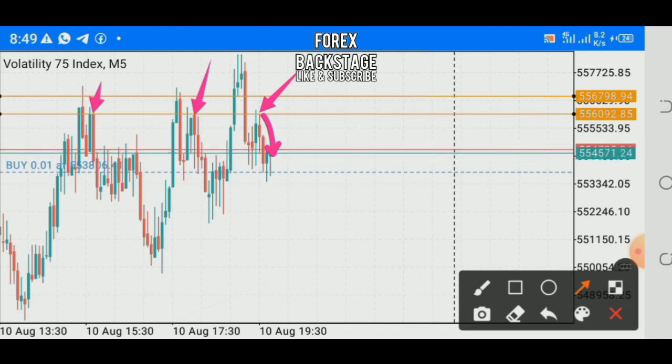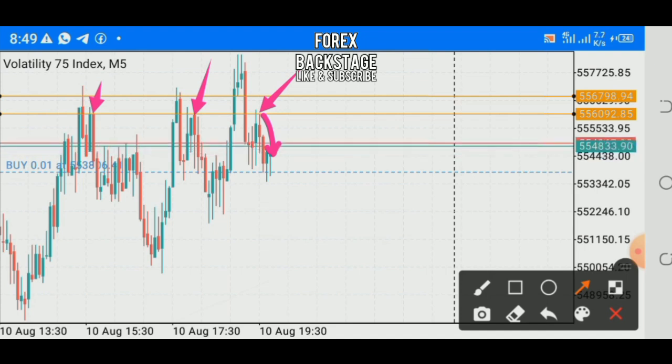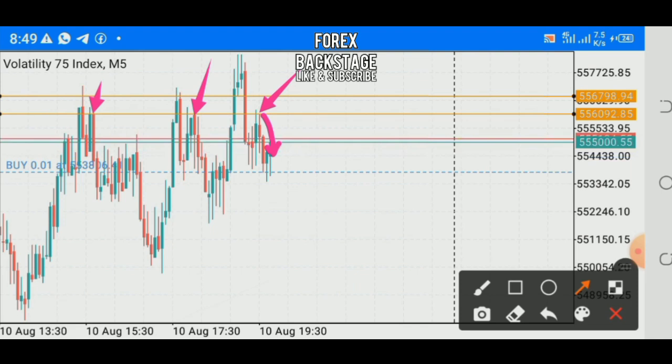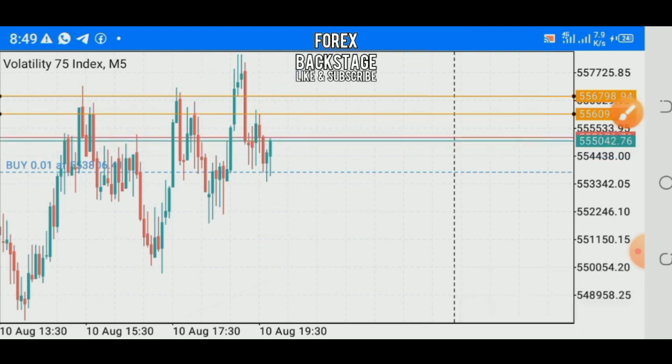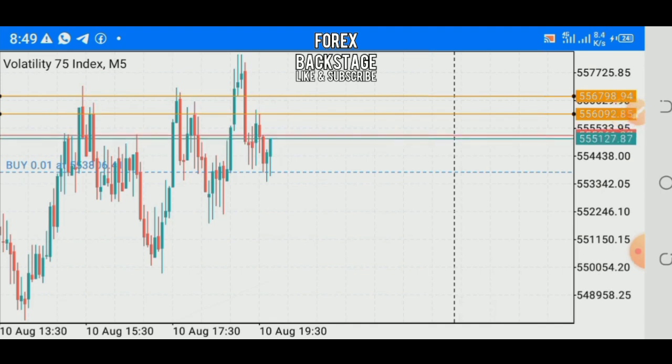So once you see this kind of lines, once you're able to draw the line perfectly, then you are good to go in the trading. Now we have our resistance 2. Let's look for another point.